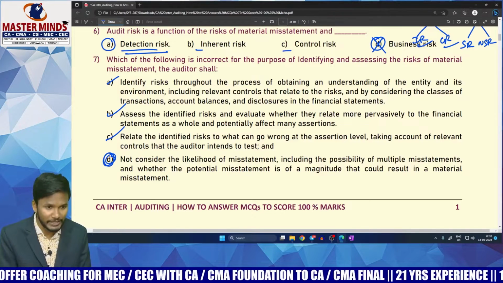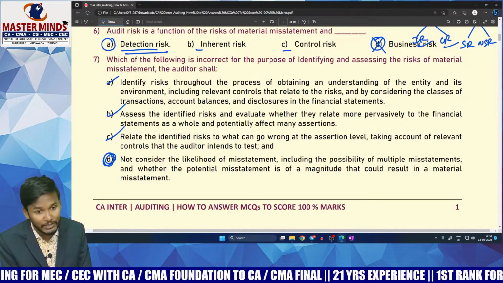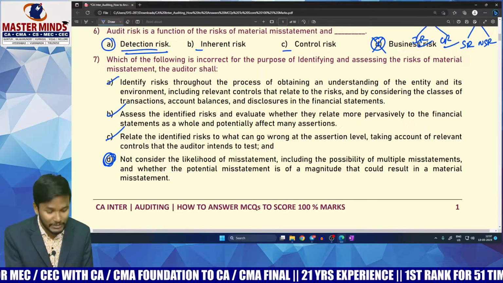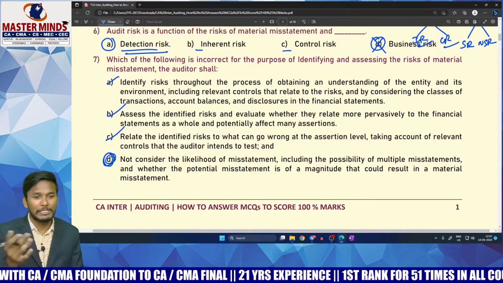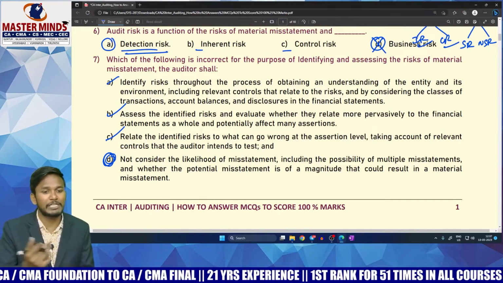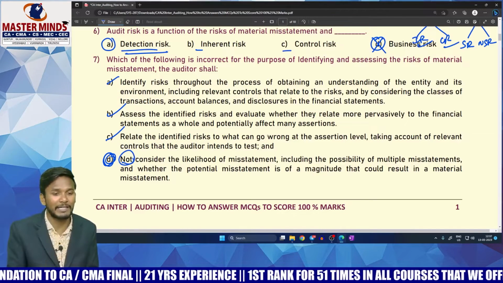D is the odd one out. Let's see. Not consider the likelihood of misstatement. He is saying consider, not consider. Very important. What happens, sir? In SA 315, we are going to consider the likelihood of misstatement, the possibility of misstatement, risk of material misstatement. But what is it telling? Not consider. The simple word, not, has been added here.